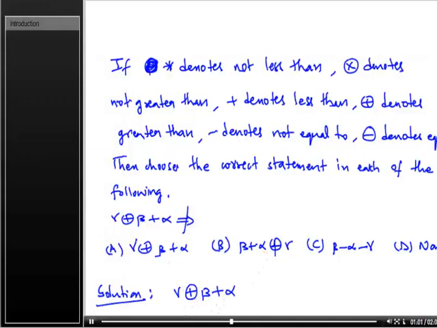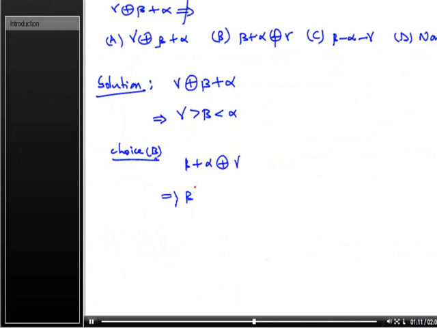Now we'll take choice B. We'll consider this statement, beta plus alpha, binary operation plus gamma. This implies beta plus means less than alpha, and binary operation plus means greater than gamma.